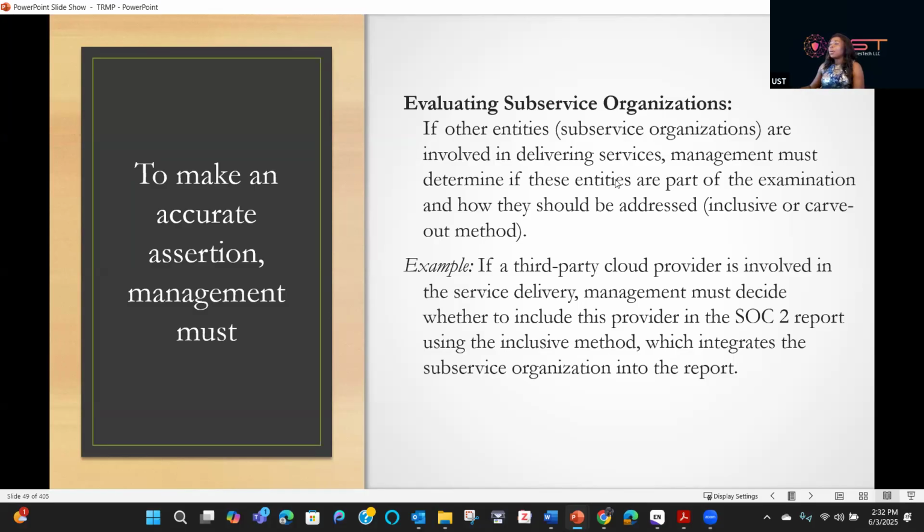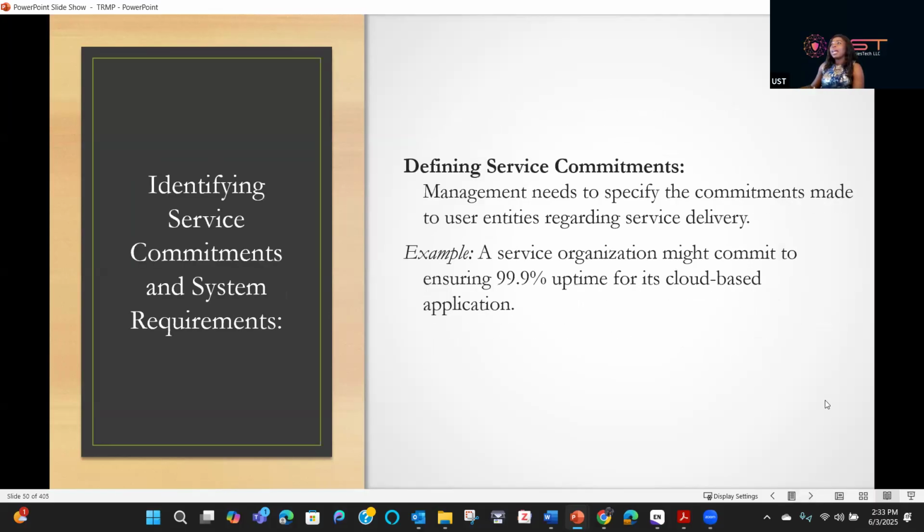Okay? So if other entities, sub-service organizations, are involved in delivering services, management must determine if these entities are part of the examination and how they should be addressed. Inclusive or keep out method. And very soon, in our next slide, we're going to talk more on that. For example, if a third-party cloud provider is involved in the service delivery, management must decide whether to include this provider in a SOC 2 report using the inclusive method, which integrates the sub-service organization into their report. You include them, right?